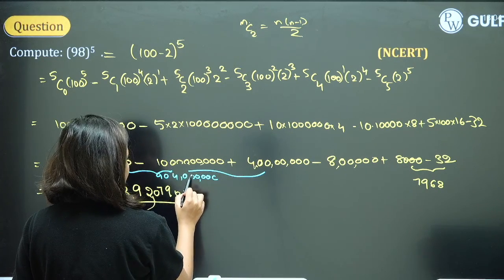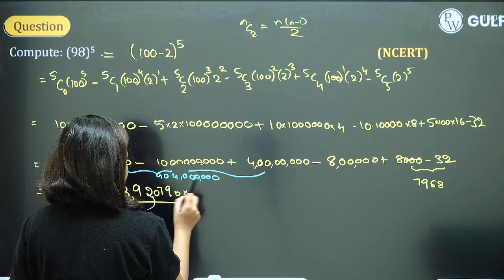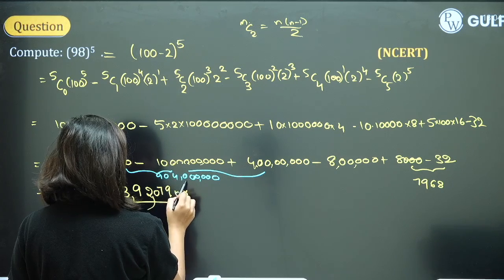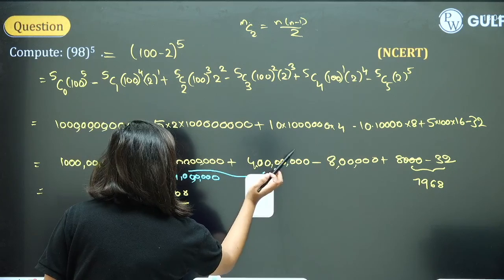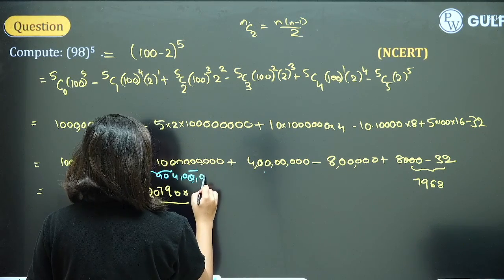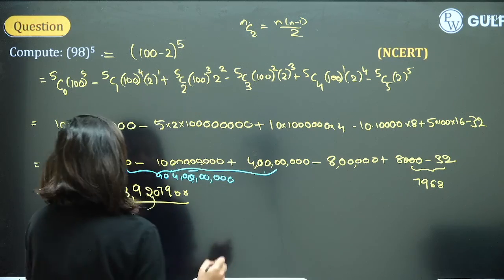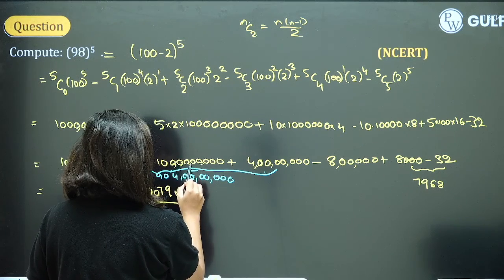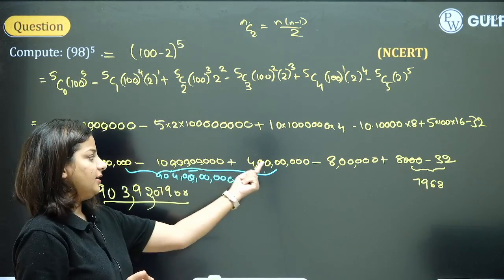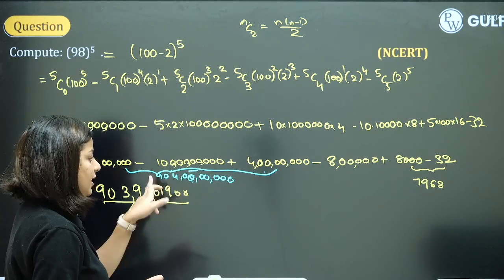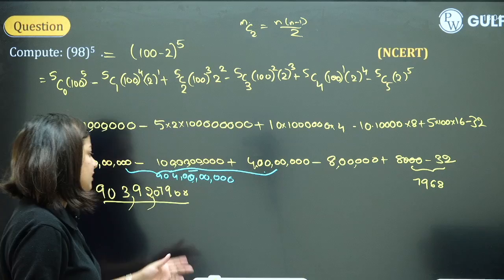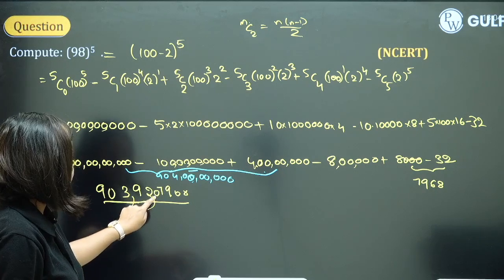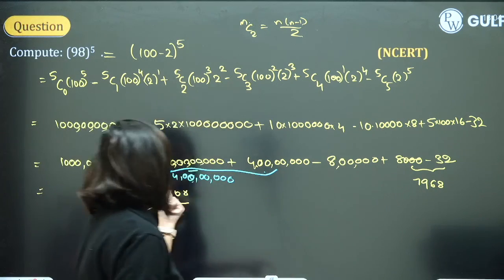This is 904 crores. Correct? 1,000, 10,000. One more zero. For these three terms, 1,000 minus 100 is 900. 900 plus 4 crore is 904 crore. 904 crore, if you subtract 8 lakh, it will be 903 crore and 92 lakhs. And then 7,900.